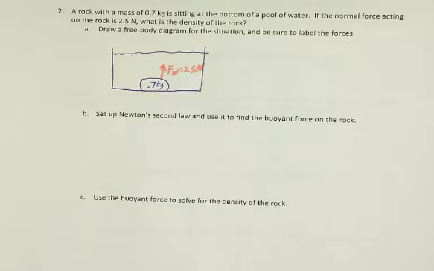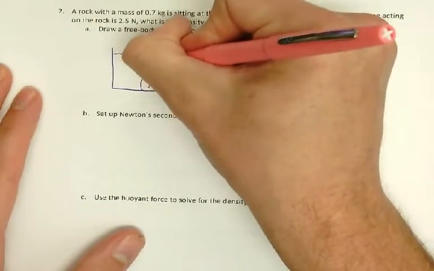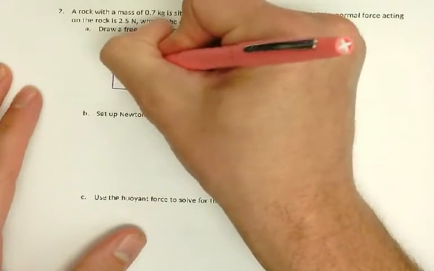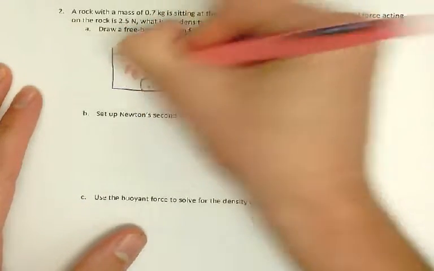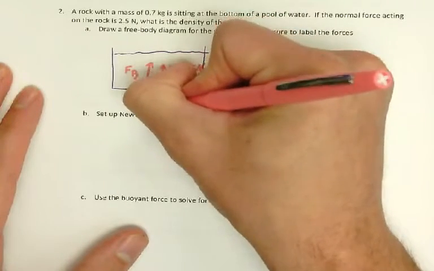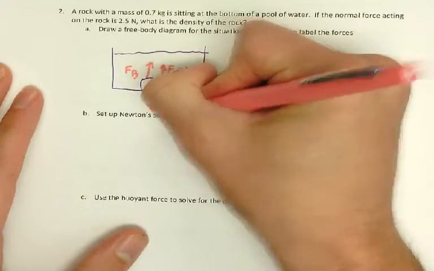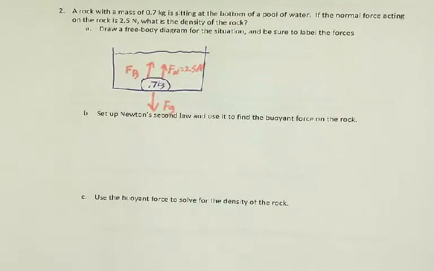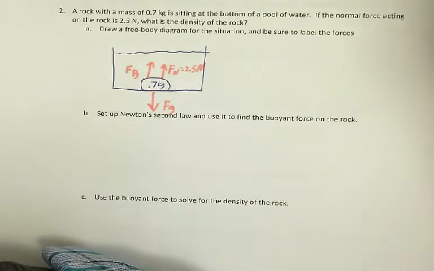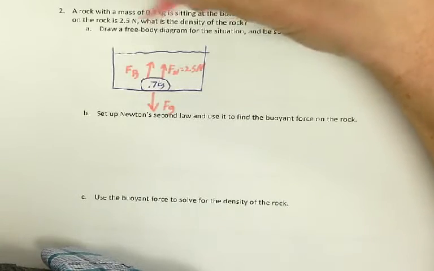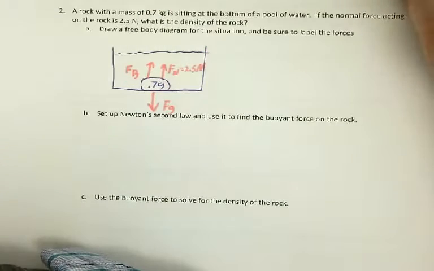Okay, label the forces. So we've got one of the forces labeled, normal force, and then there's two other forces always. And those other forces are always buoyant force and gravity. So that's all you have to do for A. Draw the picture, label the forces, that's it. Put in the numbers that are given. I was given two numbers, 0.7 and 2.5, and I got those in here.